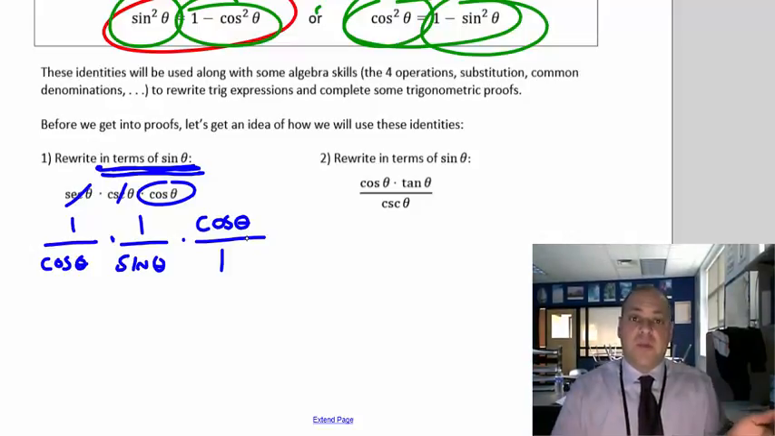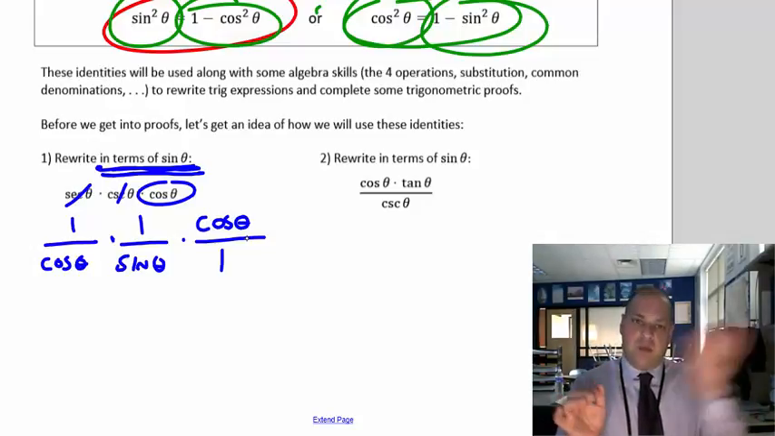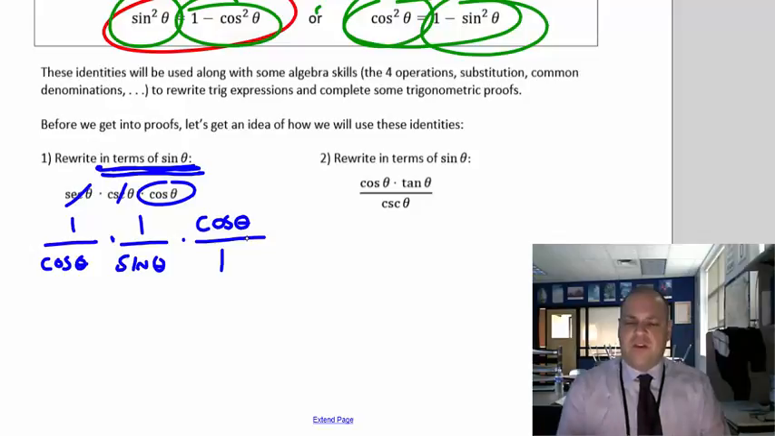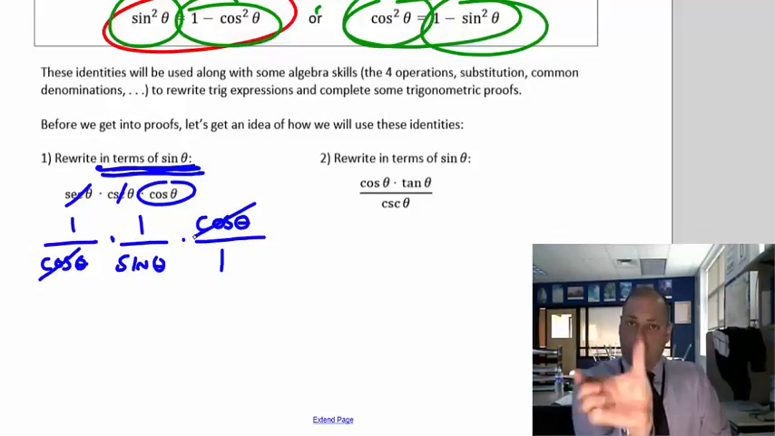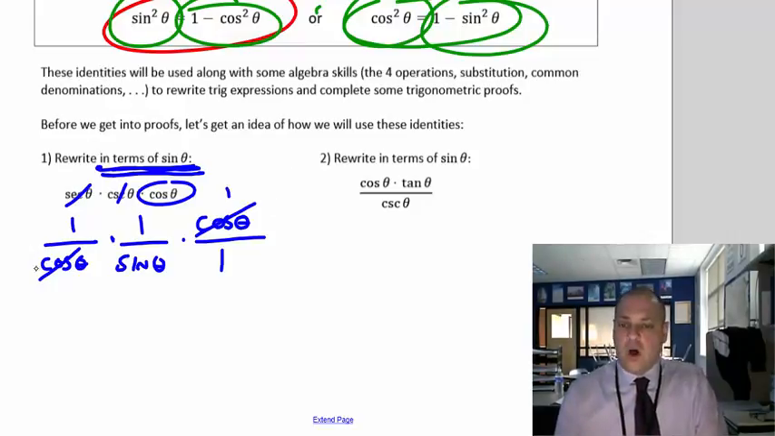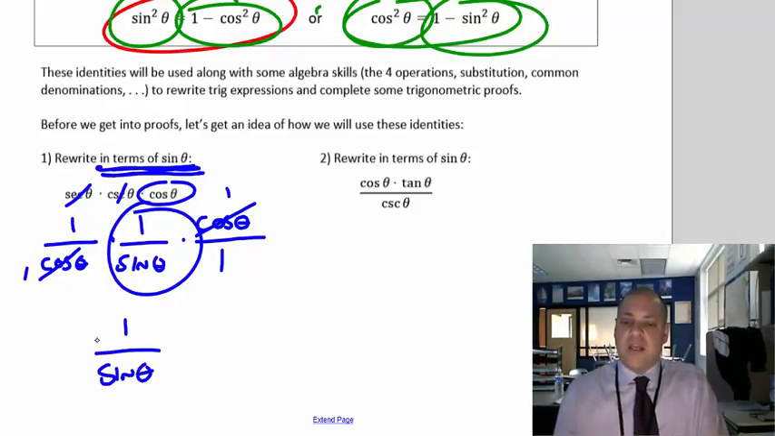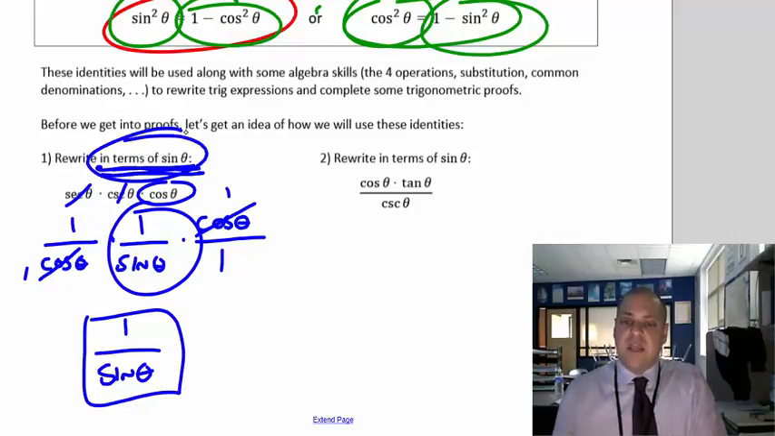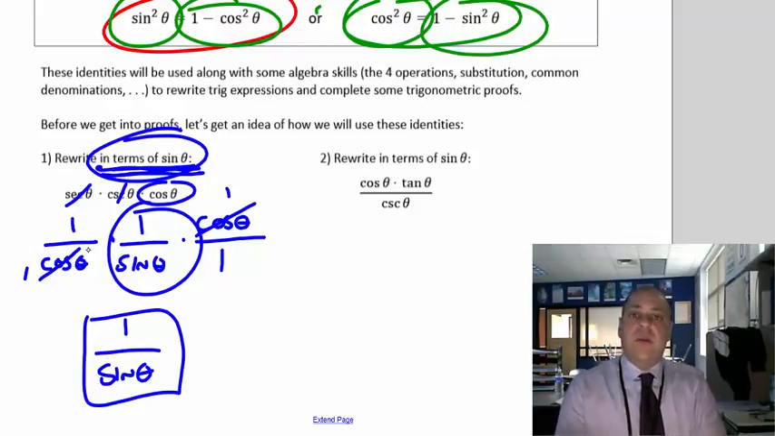And now we can use our multiplication skills. We know how to multiply fractions. We factor them and then we cross cancel. Well, they're already factored. There's nothing to factor here. So we have a cos here and a cos here. Those reduce to 1. And what are we left with? We're left with 1 over sine. And that is our answer. It said write it in terms of sine, and we have it in terms of sine. We got rid of the cosine. We got rid of the secant. Those turned into cosine, we got rid of those, and we're left with just 1 over sine.